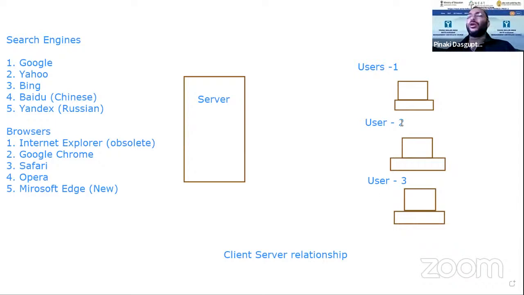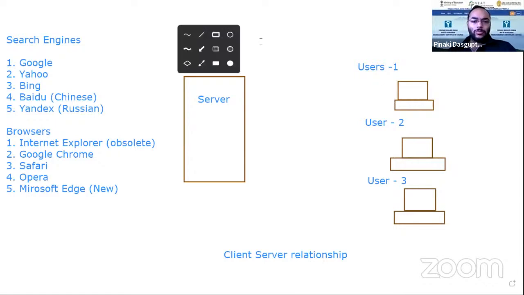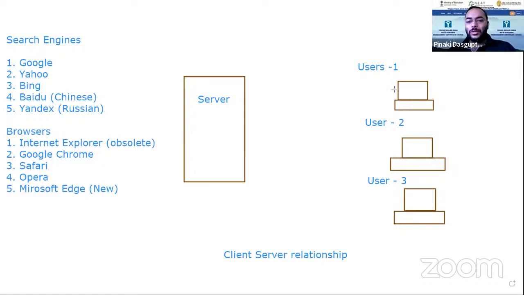Now, say user 1. User 1 is looking for, say, biryani, the best biryani in, say, Hyderabad. So when the person searches best biryani in Hyderabad, immediately it hits the server. Now, what will the server do? The server will search in its database where all the results regarding the best biryani in Hyderabad are there.